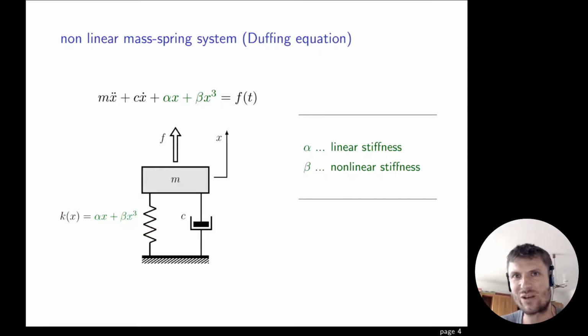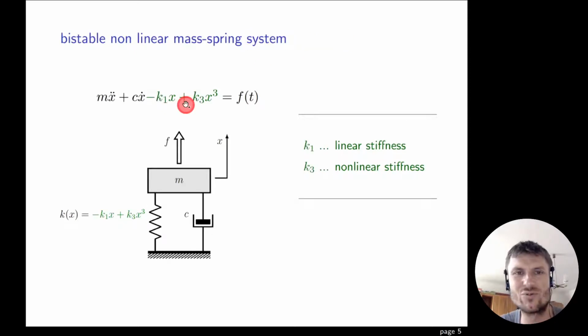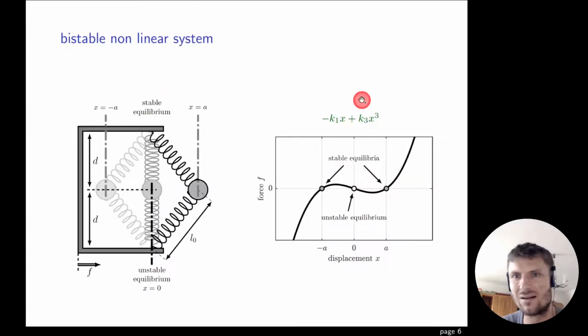If you want to create a bistable system, there is just one small step to do, which is introducing this minus sign for the linear stiffness. And so now you have this equation, which is a bistable nonlinear system. So the stiffness is still nonlinear. The only difference between this one and the DAFX equation is this minus sign here. And this system is quite interesting because it can have two stable positions. This is why we call it bistable.